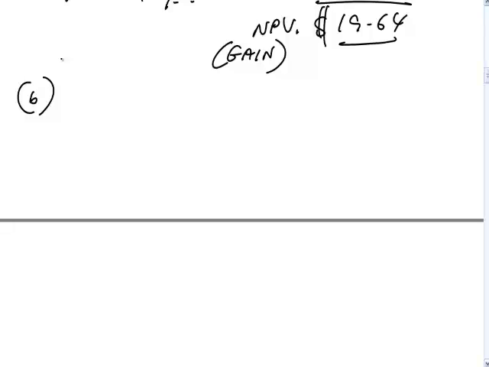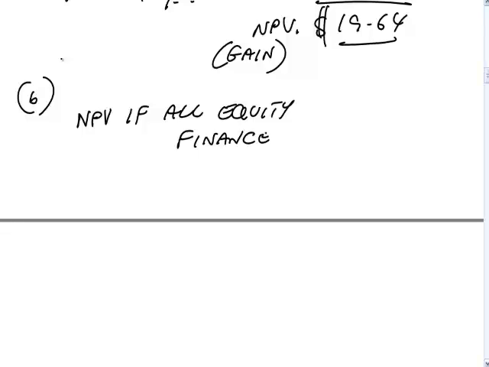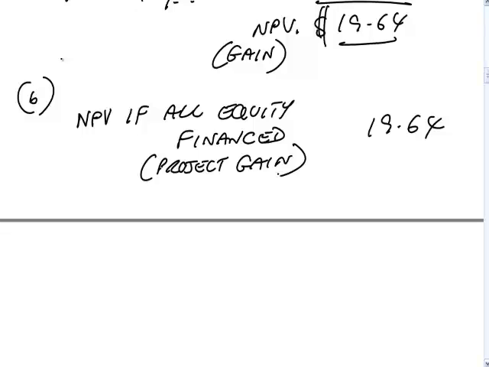And with adjusted present value, we do this. We say the NPV, if all equity financed, we've just done. It's 19.64. You've seen the workings. We call that the project gain. And whatever happens, the project's worth to us 19.64, even if it's all equity.